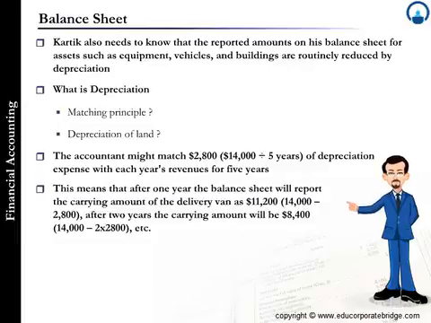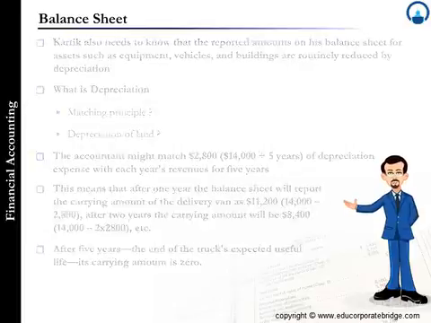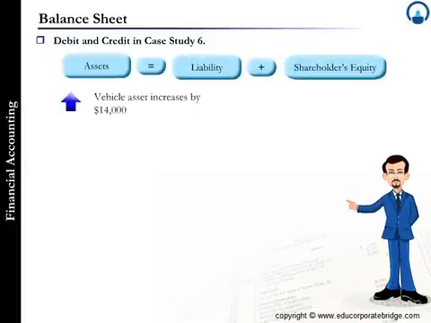This means that after 1 year the balance sheet will report the carrying amount of the delivery van as $11,200, that is $14,000 minus $2,800. After 2 years the carrying amount will be $8,400, that is $14,000 minus 2 multiplied by 2,800, etc. After 5 years, the end of the truck's expected useful life, its carrying amount is 0. Debit and credit for case study 6. Vehicle asset increases by $14,000 and hence debit. Cash decreases by $14,000 and hence credit.